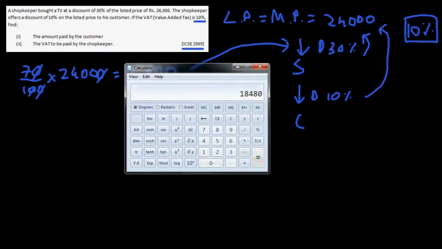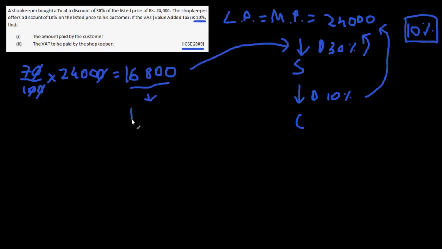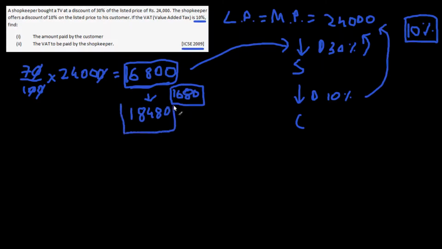18480. And the tax is 1680. So I'll write that here. Okay. This is his CP. This is his tax. So this over here is CP plus tax. This is what he actually pays.